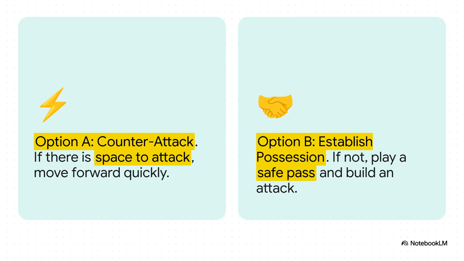And it's the exact same logic when you win the ball back. Is the other team a complete mess with huge gaps everywhere? Go, launch a lightning-fast counterattack and punish them. Or are they already organized and back in their defensive shape? Okay, then the smart move is to just be patient. Secure the ball, keep possession, and start your own organized attack from the beginning.